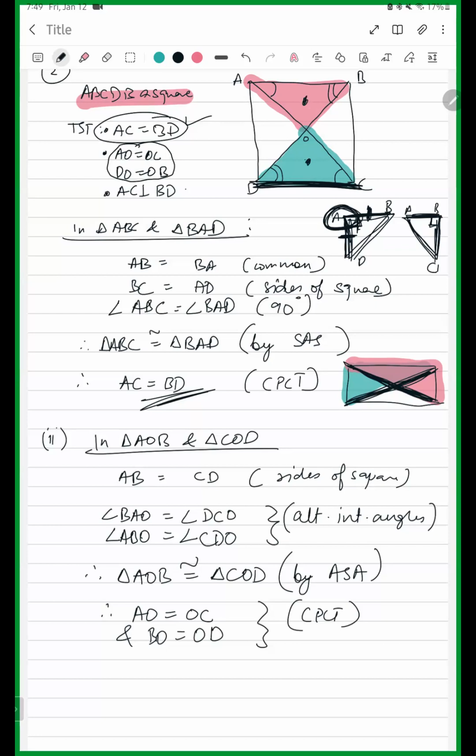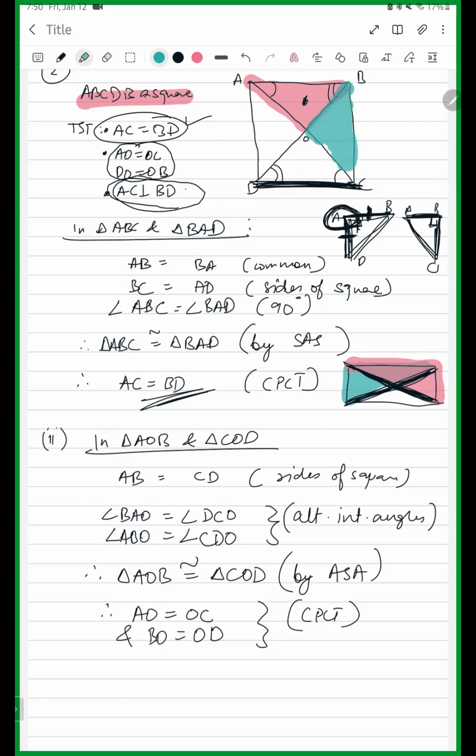And when in a question you need to show that the two diagonals are perpendicular to each other, you need to take two adjacent triangles. Any two adjacent triangles. So now for the third part of the question, we are going to take this one and this one.